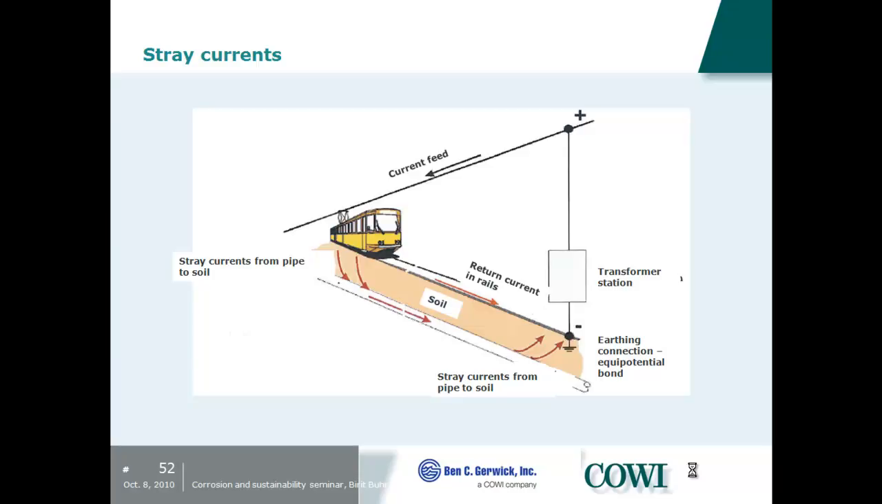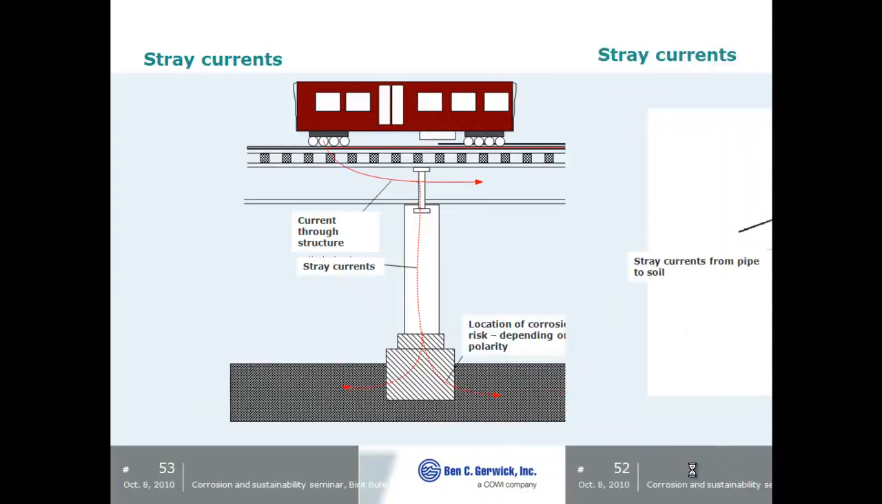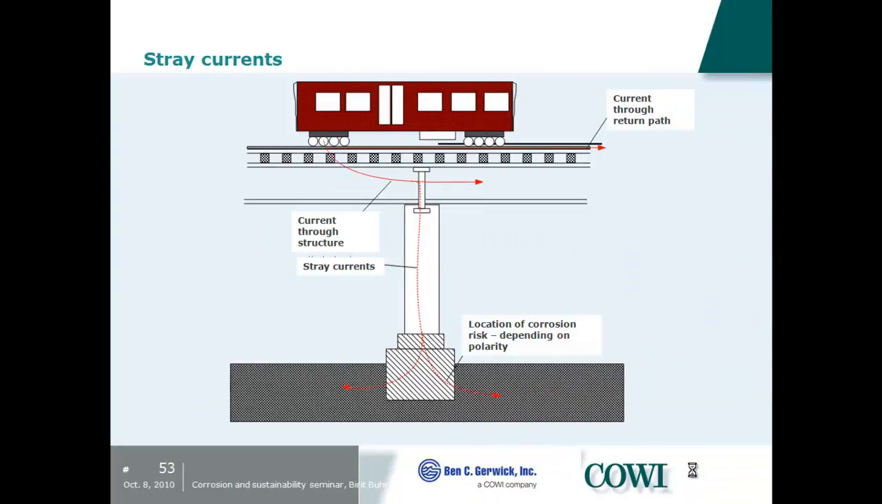So if you have a current feed and the return current in the rails to the transformer station, some of the currents, if they have a lower resistance path to soil, can run in other metallic structures, and they would cause corrosion where they go back to the transformer station. Same thing with overlying trains. You can have stray currents and risk of corrosion at the foundation levels. Polarity again is highly important.